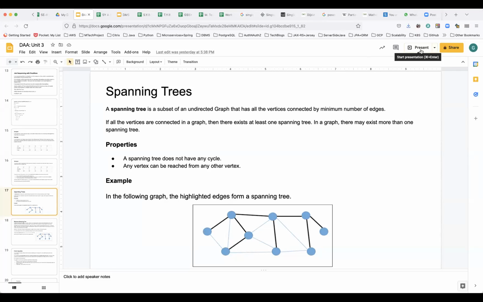spanning trees, in which we will study two algorithms, that is Prim's algorithm and Kruskal's algorithm, and we will move further. Okay, so spanning tree. What is a spanning tree?